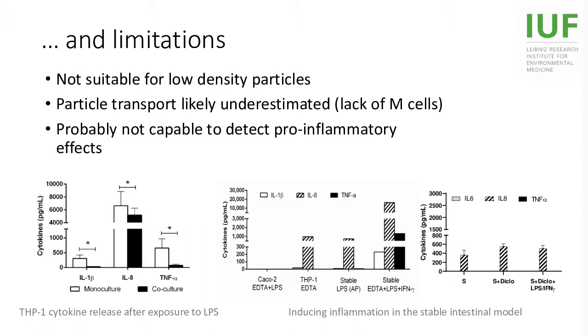Here, for instance, we used EDTA to entirely disrupt the epithelial cell layer. And then there is an opportunity for apically added lipopolysaccharides and interferon gamma to translocate to the basolateral compartment and activate the THP1 cells later on. However, this is also not always working because we have tried the same with diclofenac, which also destroys the cell barrier entirely, but there LPS and interferon gamma did not have any effect.